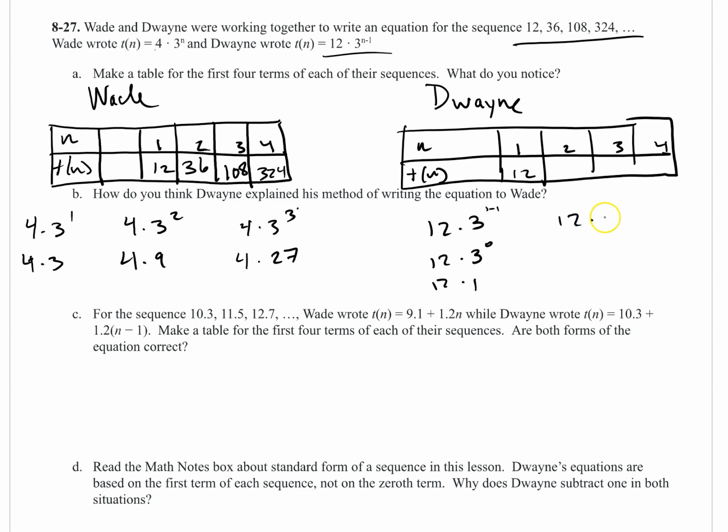Alright, now if we plug in 2, it's 2 minus 1, so 3 to the power 2 minus 1. That's 12 times 3. That's 36. Matches so far. Let's do one more just to be sure. 12 times 3 to the power 3 minus 1. That's going to be 12 times 3 squared, or 12 times 9. If you multiply those together, that's 108. So it's going to match.